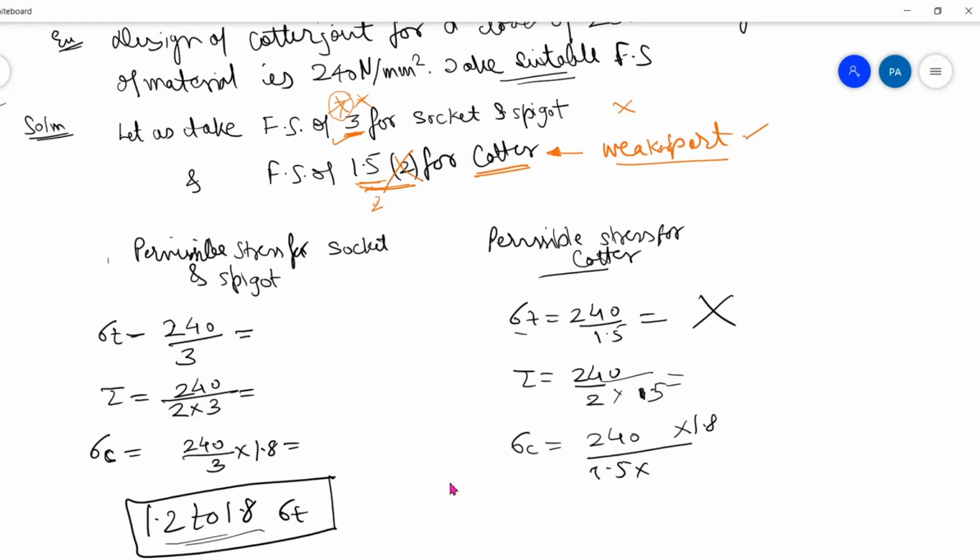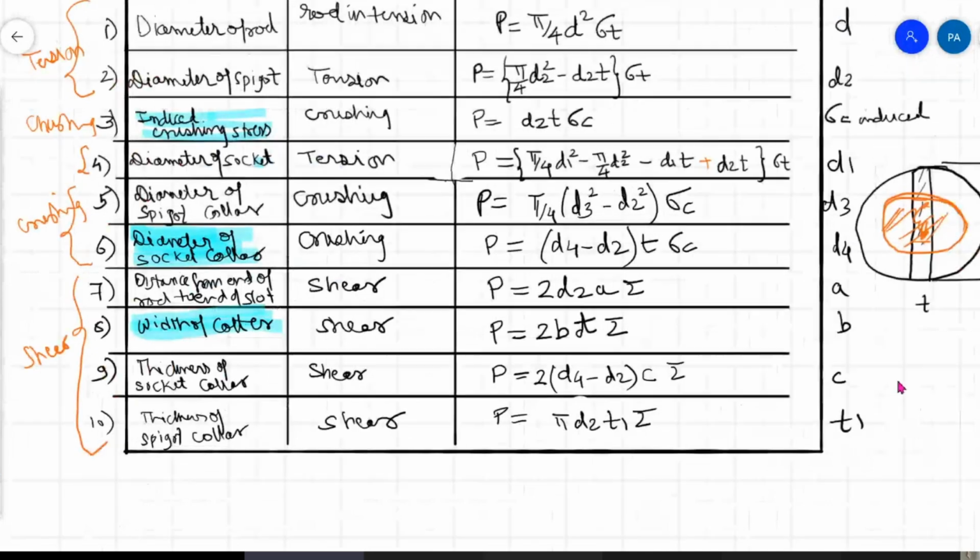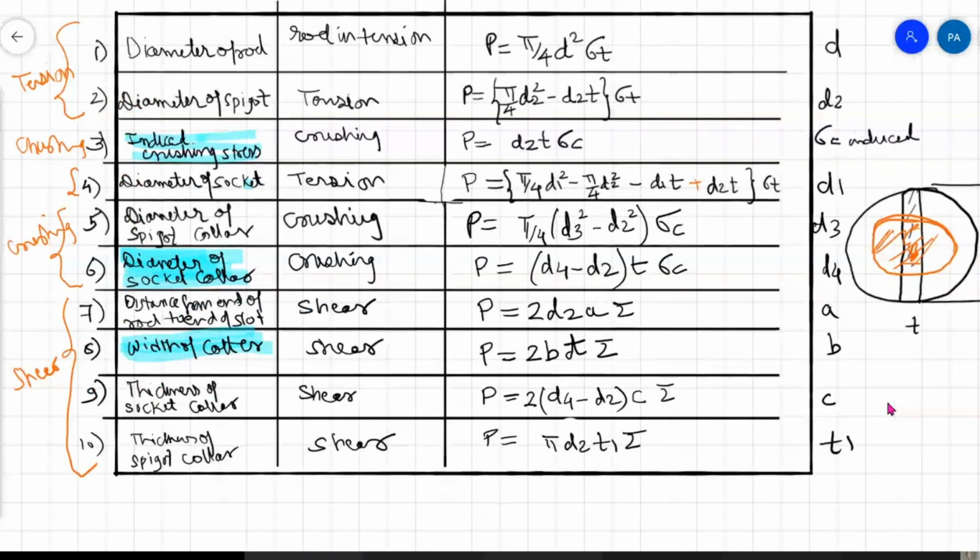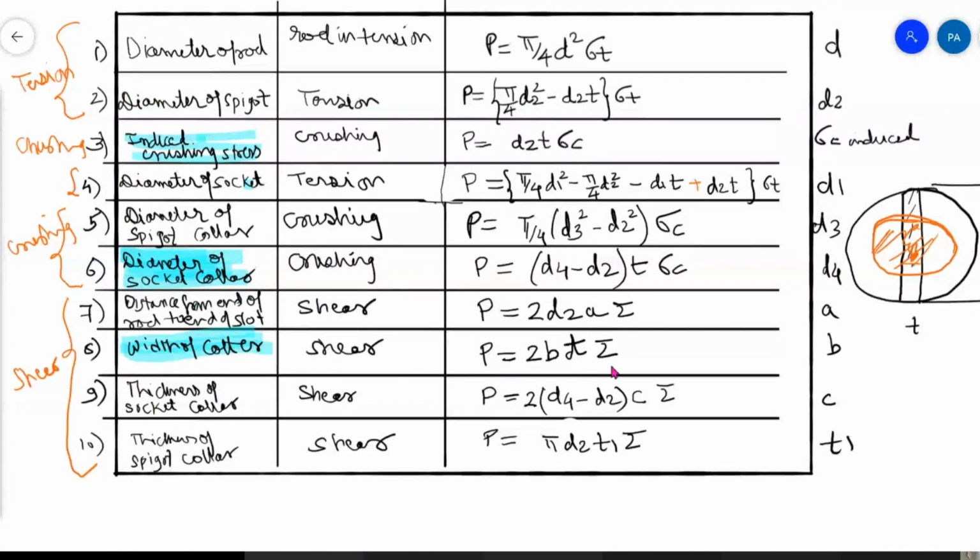Now the question arises, in case where socket and spigot and Cotter both are in combination, which value of tau will be used? Will we use this value of tau or will we use this value of tau? So in failure of Cotter in shear, that is this 8 number formula, here we will use tau. Which tau we will use? We will use tau for Cotter. So I am writing it here for your reference.